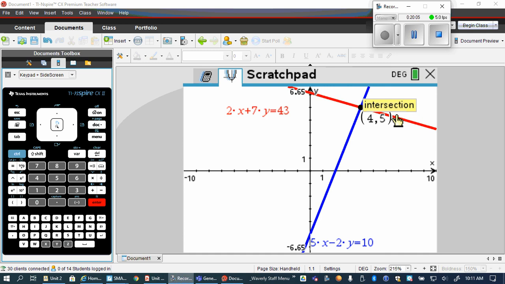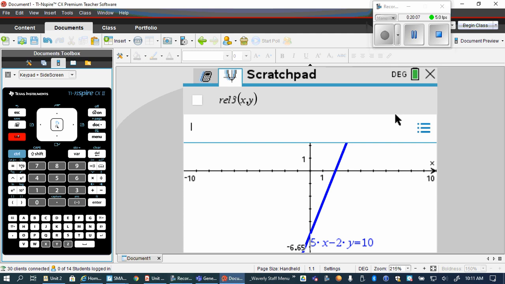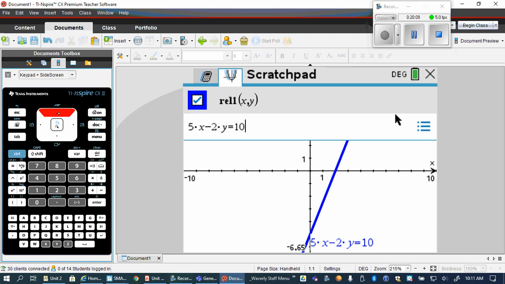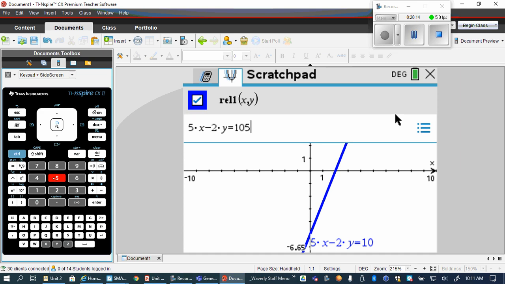Let me ask you a question. So when you type this here, you're doing, watch my fingers, 5x, right? You're doing 5 and then x down here, right? And then this minus here, and then 2y, and then equals 10. Okay, and then after you type that in, what did you touch? Down arrow?